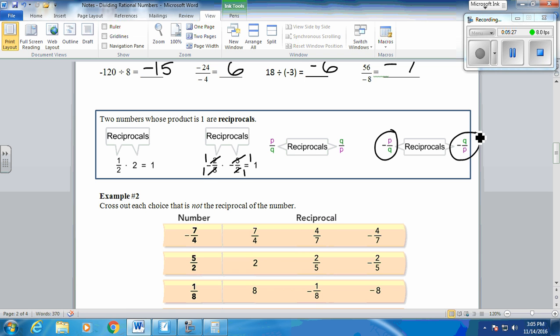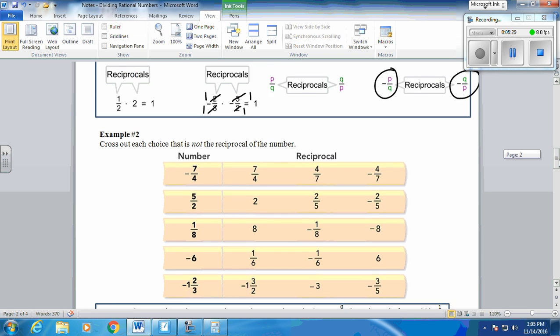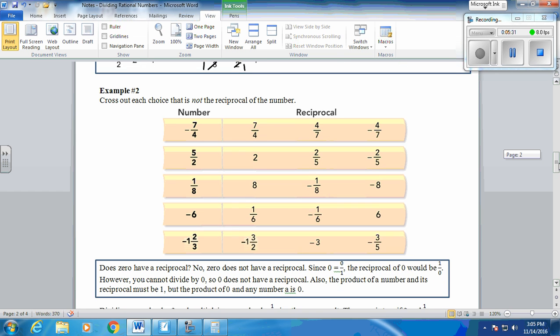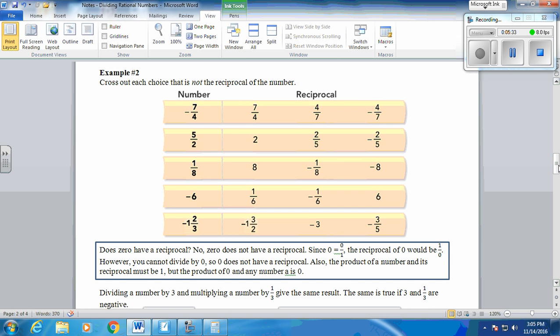So number 2, what they're asking us to do here is to cross out each choice that is not the reciprocal of the number. So negative 7/4, well, if it's negative to start, the reciprocal cannot be positive, so that's how I know that those two won't work. So that's how I know my answer will be negative 4/7. So continue that on for the remaining 4.